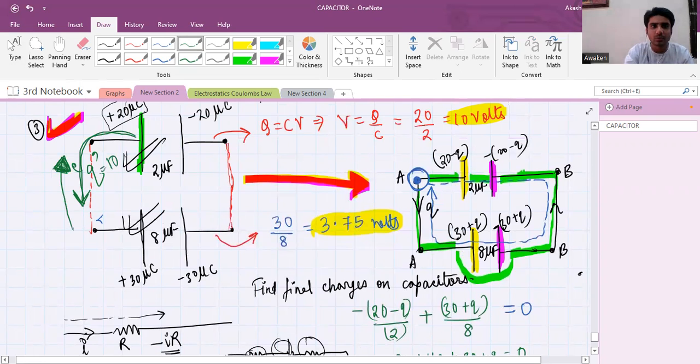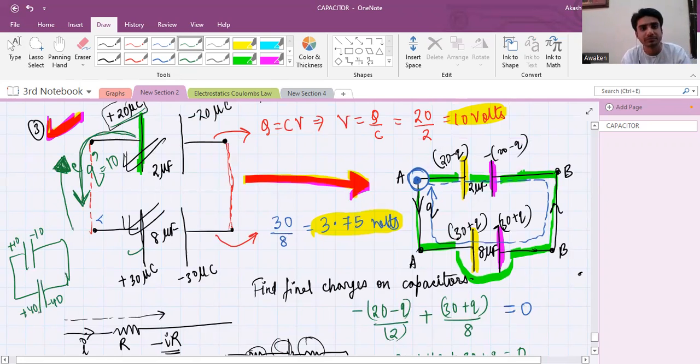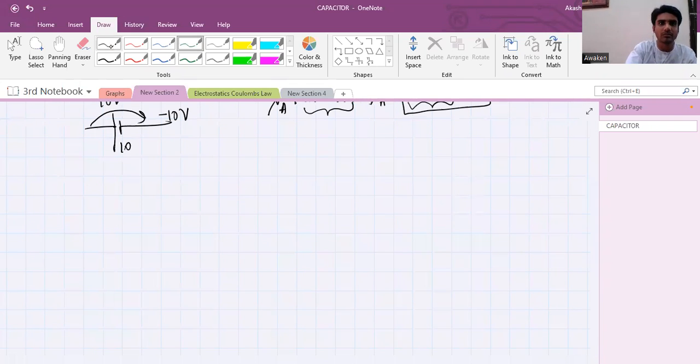Initially it was 20 microcoulombs, so how much will the final charge be? I'm drawing here in short. Final charge here will be plus 10, minus 10, they are in microcoulombs, and plus 10 arrived here. So it will be plus 40, minus 40, right or wrong? There is 2 microfarad capacitance, so you check the potential difference. Both are now how much? Q by C, check, 5 volts. Yes or no? All right.